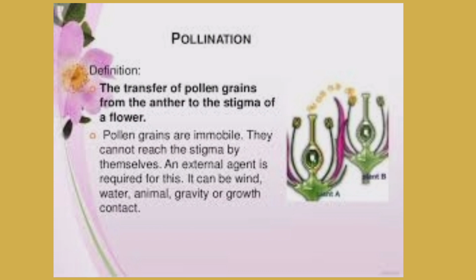The stamen has anther lobes which contain pollen grains. The carpel has an ovary which contains ovules. Pollen grains are produced by the male part of the flower, hence they are called male gametes. Ovules are produced by the female part of the flower, hence they are known as female gametes. Now the definition: the process of transference of pollen grains from anther to the stigma is called pollination. Pollination must occur between plants of the same species. For example, pollen grains from a wheat plant should fall on the stigma of a wheat plant only.